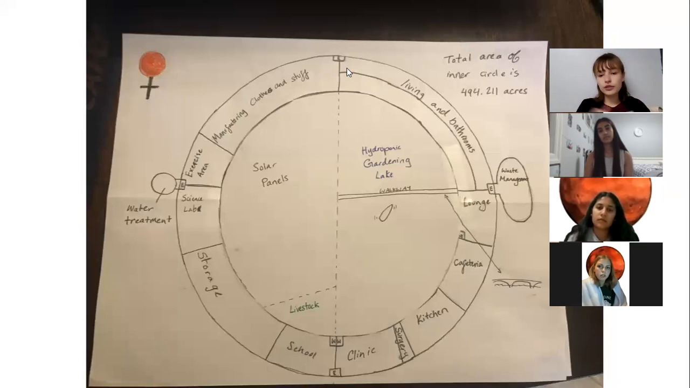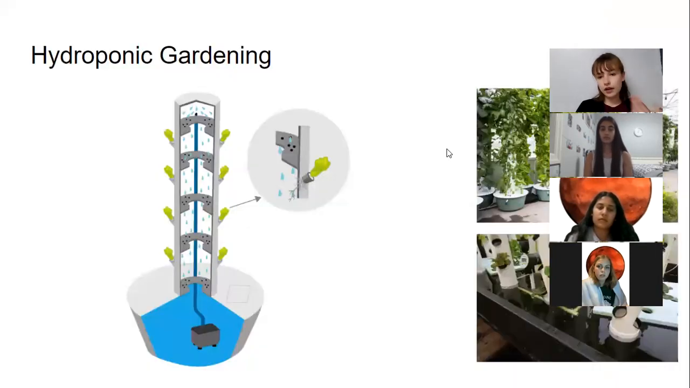And we have a walkway through the center, and there's a little drawing of the walkway just for reference. And I drew a little boat in there, which is not to scale because that would be a huge boat. And then, so, hydroponic gardening. What is hydroponic gardening?